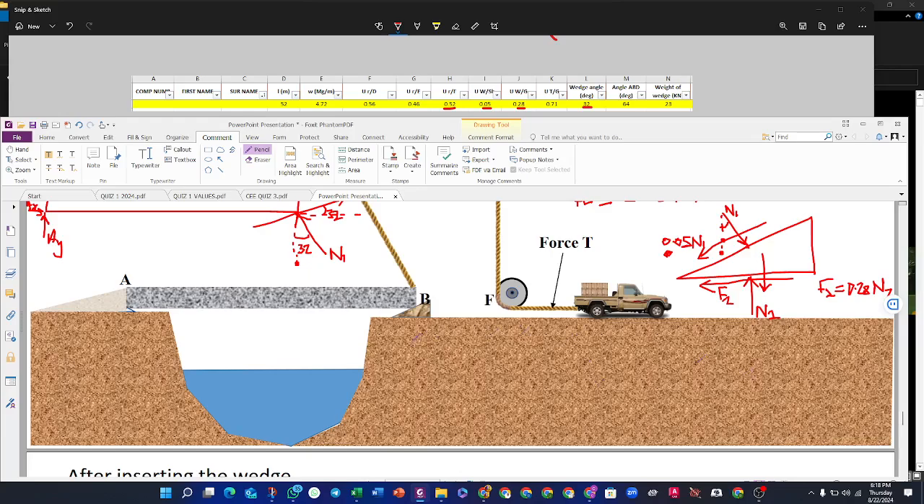I'll just write the equation here because now it will be just the summation of forces in the y. So the summation of forces in the y: you have N2, which is at the bottom there, then minus N1 cos 32. Oh, come on. That is cos 32.